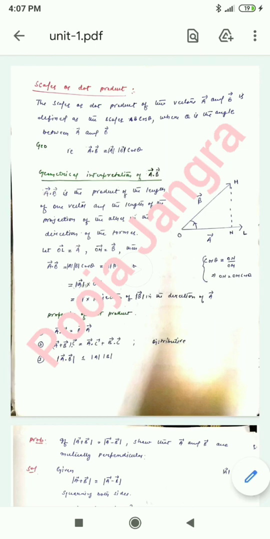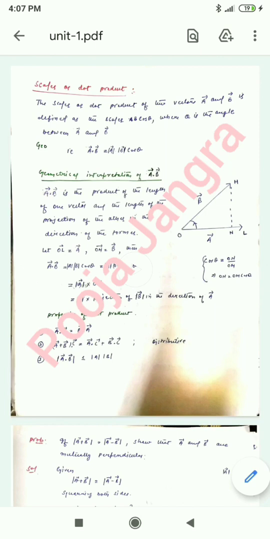So first I am going to start with review of vector algebra, and in this the topic covered is scalar and vector product. So the first topic is scalar or dot product. What is the scalar or dot product? The scalar or dot product of vector A and vector B is defined as the scalar AB cos theta, where theta is the angle between A and B.